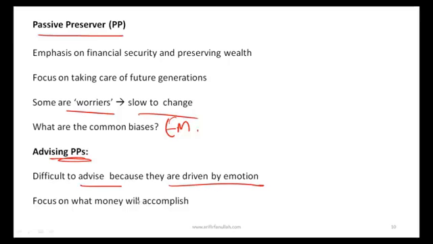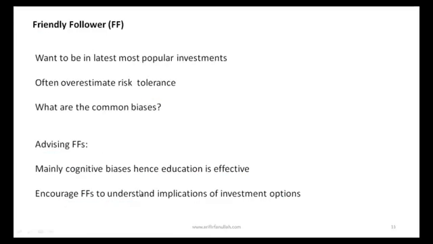So focus on, you need to save, because this saving will help your kid go to college, which will help secure his future, and so on. So obviously the way you advise these people is based on, as in you use language and examples that they can relate to given their psychographic profile, given their psychological makeup. So that's passive preserver. Next, friendly followers.